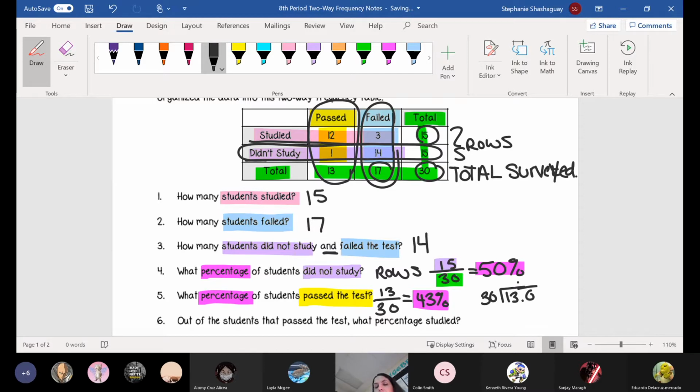How many times does 30 go into 130? It would be 4. 4 times 30 is 120. You're going to subtract and you're going to get 0. You're going to have to add another 0 and bring it down. How many times does 30 go into 100? 3 times. 3 times 30 is 90.